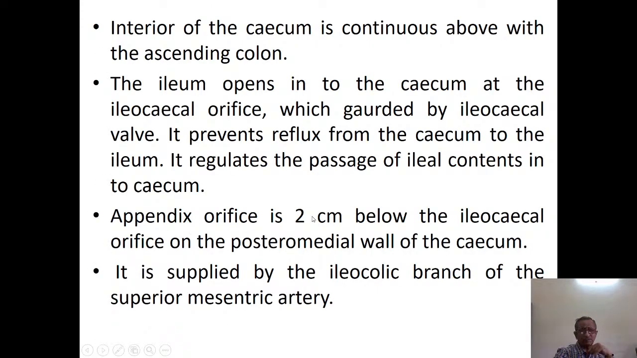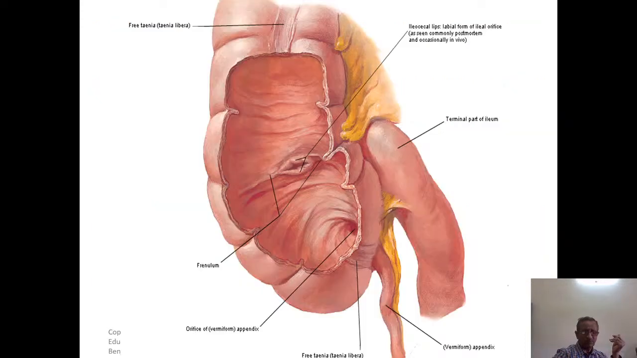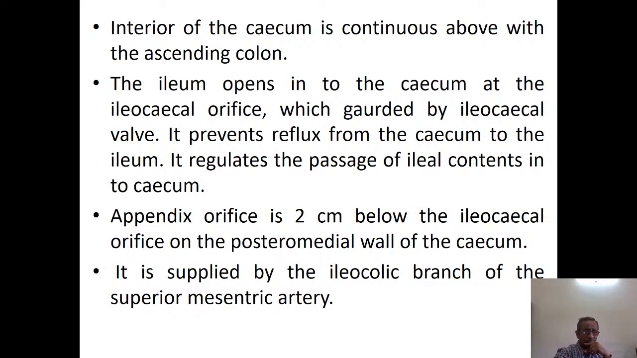And the appendix orifice is 2 centimeters below the ileocecal orifice on the posterior medial wall of the cecum. It is supplied by the ileocolic branch of the superior mesenteric artery. So this appendix is present 2 centimeters below the ileocecal orifice in the right lateral plane, and it is present in the posterior medial wall of the cecum. Then this cecum is supplied by the ileocolic branch of the superior mesenteric artery.